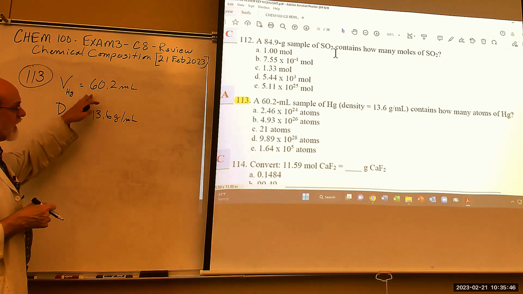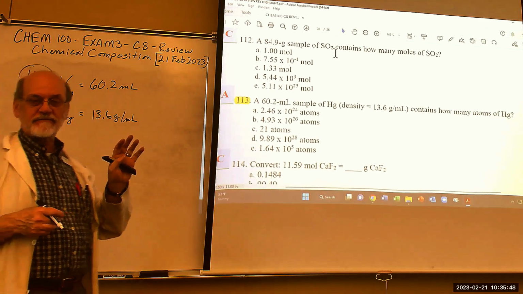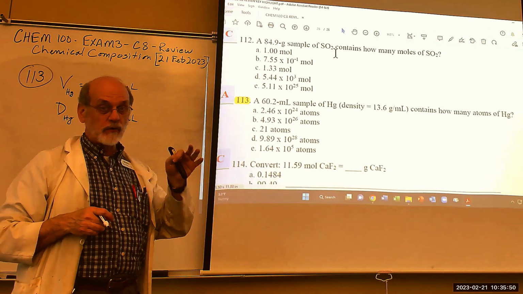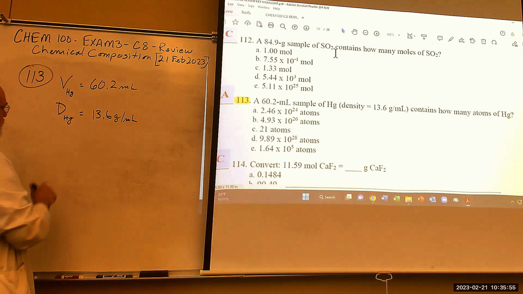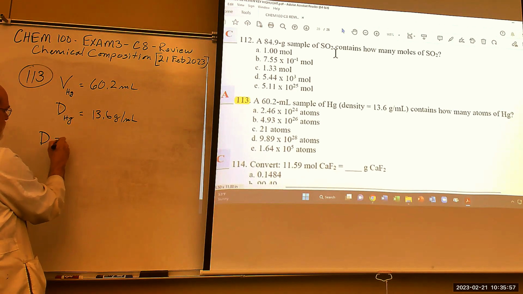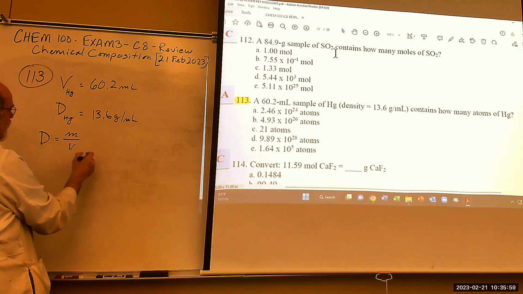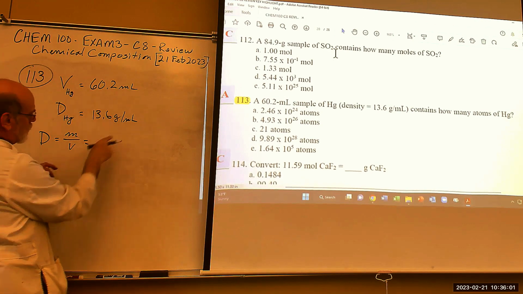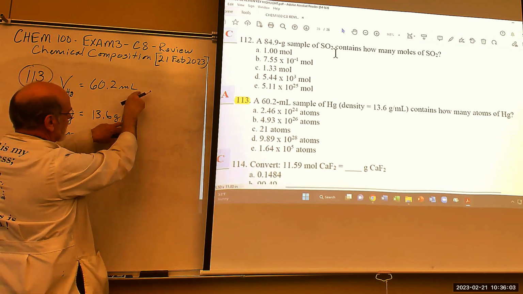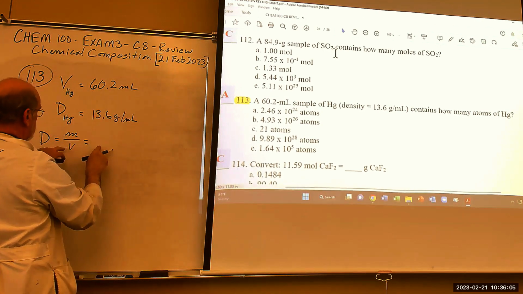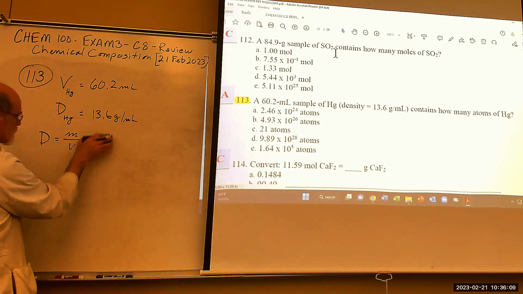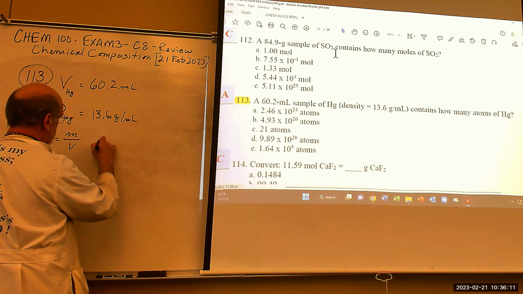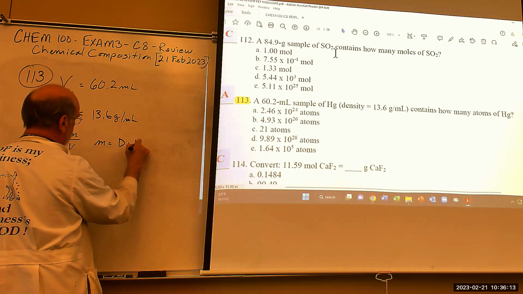Well, we've got volume, we don't have mass. We can't convert to number of atoms or moles first, unless we know what the mass is. So remember your definition for density: mass per unit volume. So the volume is in the same units of measure, that's good. And we need to solve for mass. So mass equals density times volume.